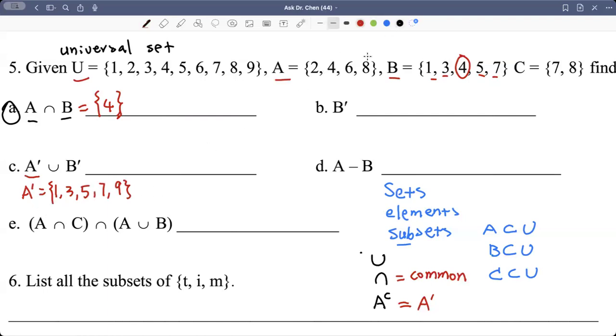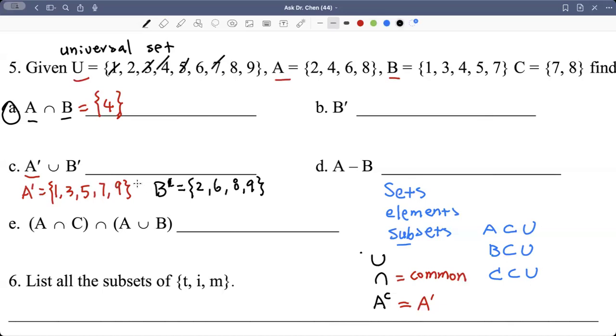In the same way, let's find B complement, or use this apostrophe. B complement means the elements not in B, but in the universal set. B contains 1, 3, 4, 5, 7. So what's left? B complement has 2, 6, 8, 9.